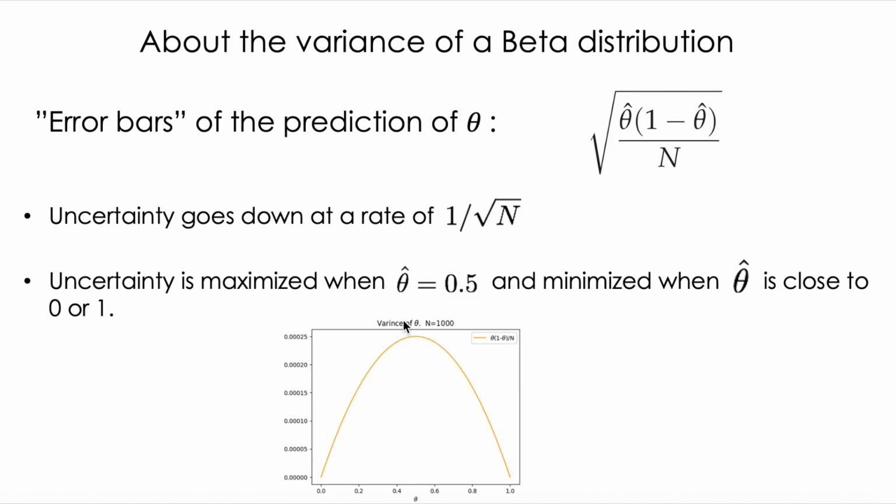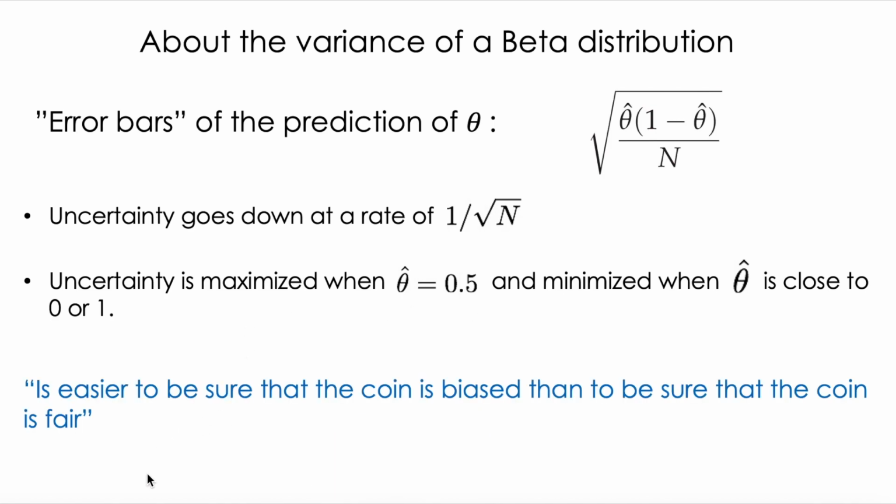Remember, we are speaking about the estimation of our theta, our maximum likelihood. And one interesting insight out of this is the model is telling us that it's easier to be sure that the coin is biased than to be sure that the coin is fair. Because if we say that our coin probability is 0.5, then our uncertainty gets maximized. But if we go towards numbers that are more to the extremes of theta, like 0 or 1, then the uncertainty decreases. So this is a very interesting behavior of this model.